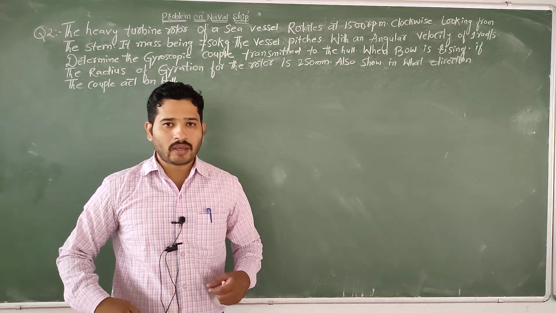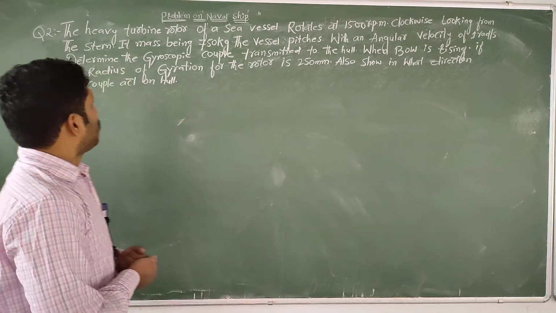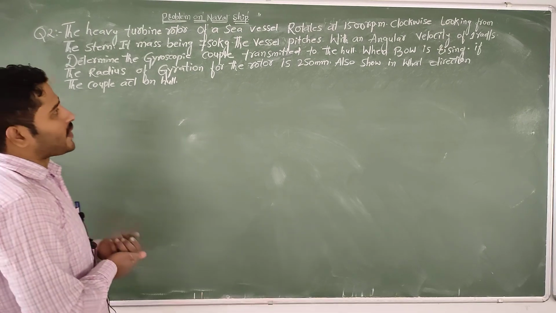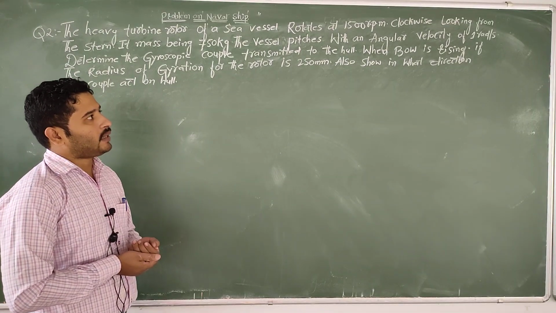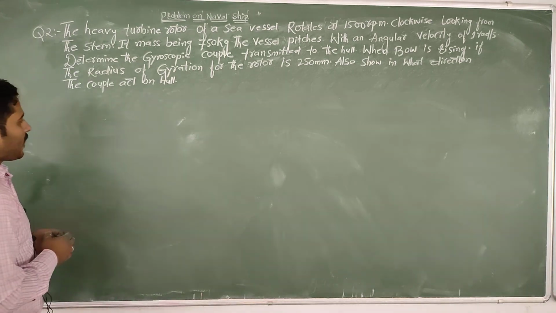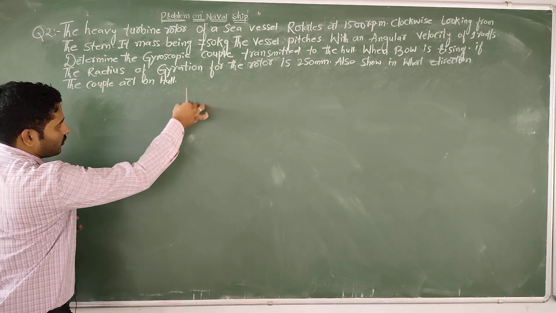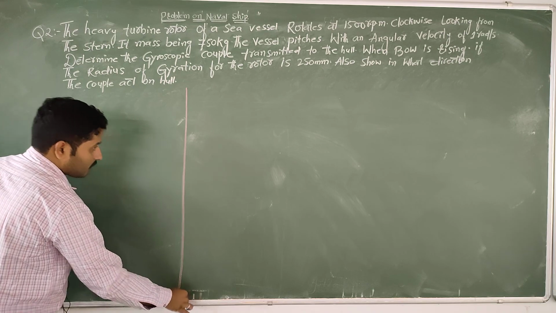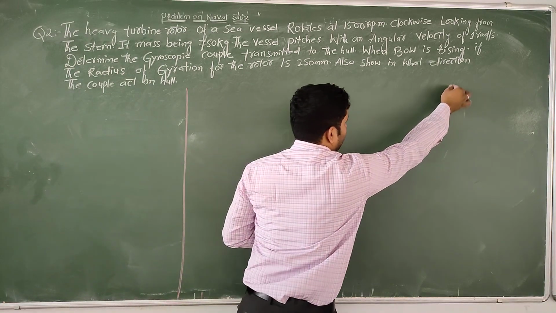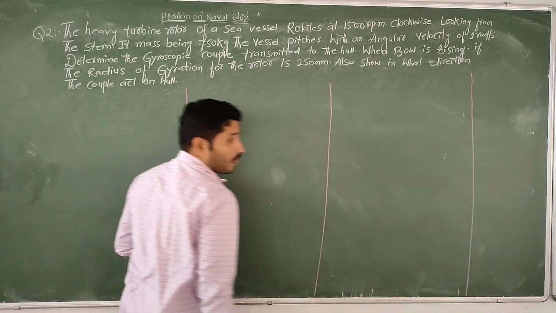Today we are going to learn a second problem on the naval ship. The heavy turbine rotor of a sea vessel rotates at 1500 rpm. The first thing is I will draw the naval ship.